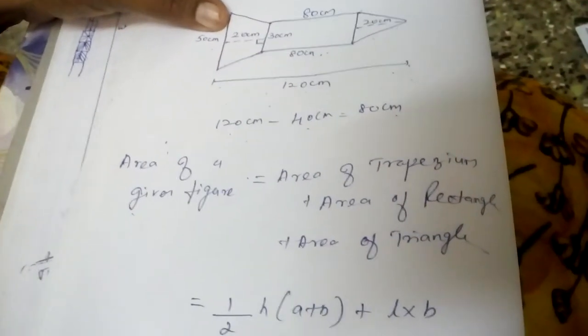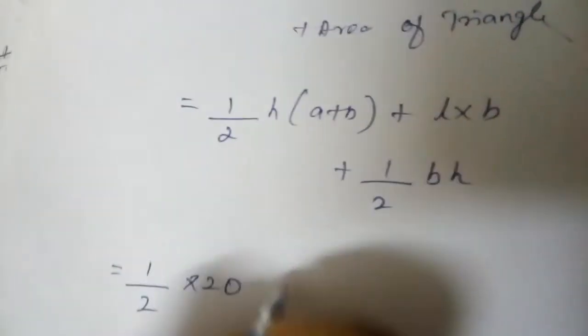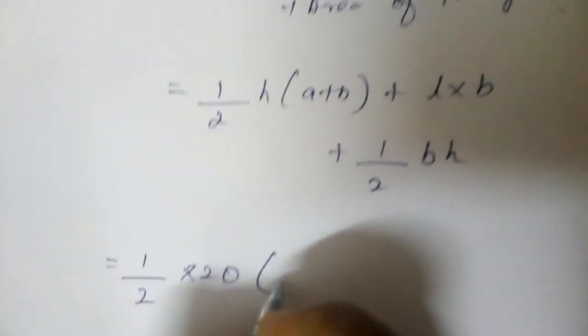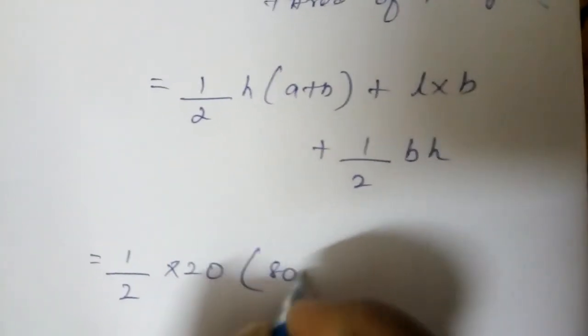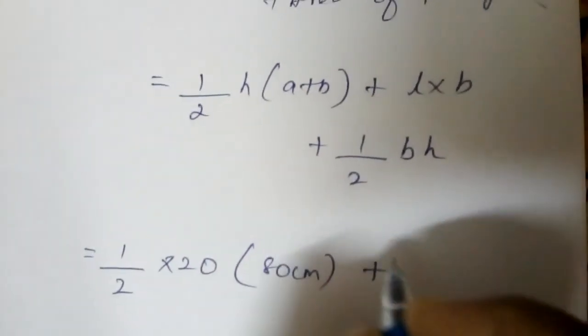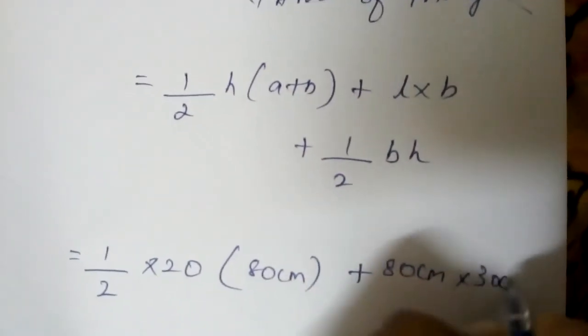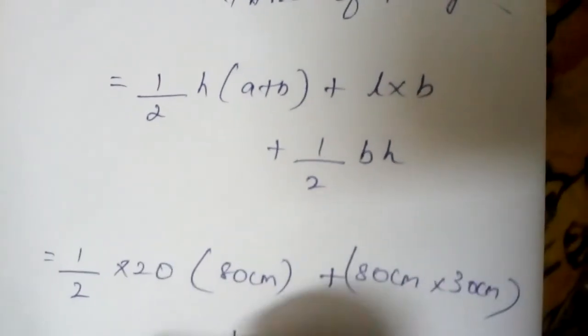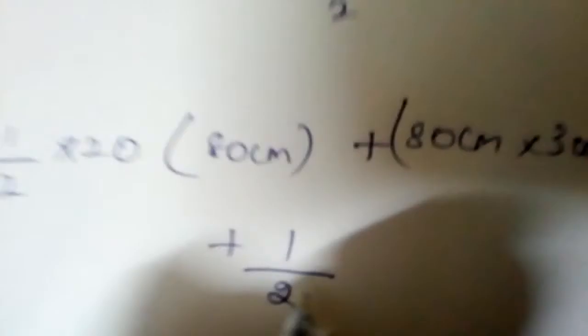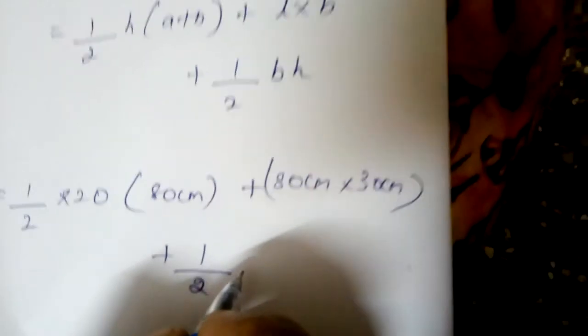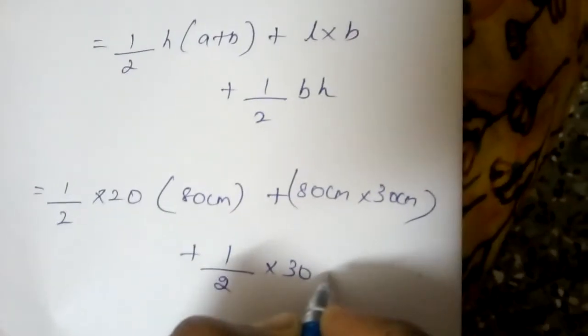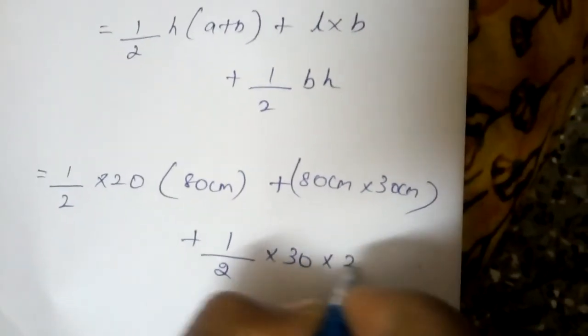Okay. So now half into, what is my height here? Height is nothing but 20 centimeter. So into 20. a plus b is 50 and 30. If you add that, you will get 80 centimeter. Okay. Plus length into breadth. Length is 80 centimeter. Breadth is 30 centimeter. Plus half into the triangle's value, bh. Base is 30, and h value is 20.